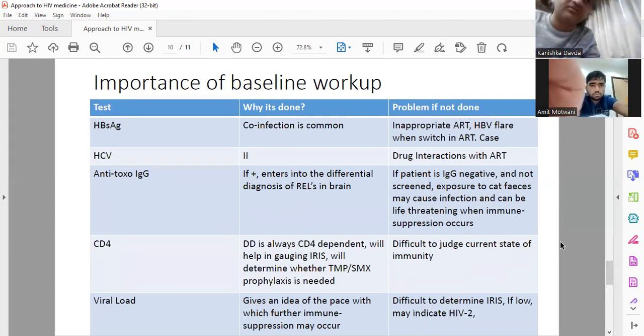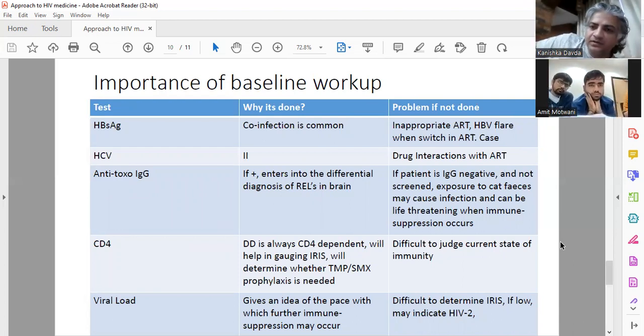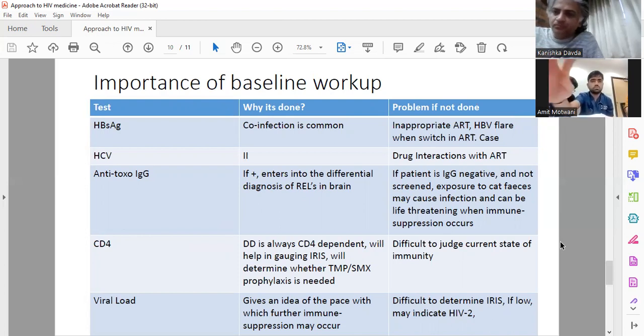So HBsAg, it's very obvious why we do it. We do it because many times HIV and HBsAg may go together, if the person is having promiscuous behavior, right? And also, the treatment you choose may be a little bit different.